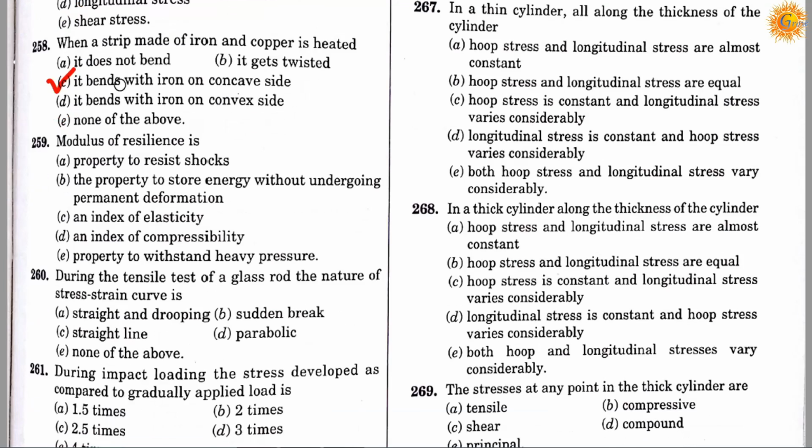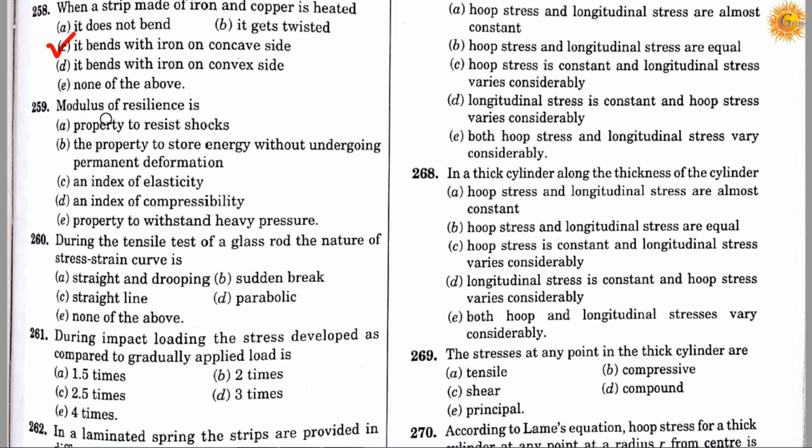Question number 259. Modulus of resilience is: option A, property to resist shocks; option B, property to store energy without undergoing permanent deformation; option C, an index of elasticity; option D, an index of compressibility; option E, a property to withstand heavy pressure. Correct answer is B, it's a property to store energy without undergoing permanent deformation.